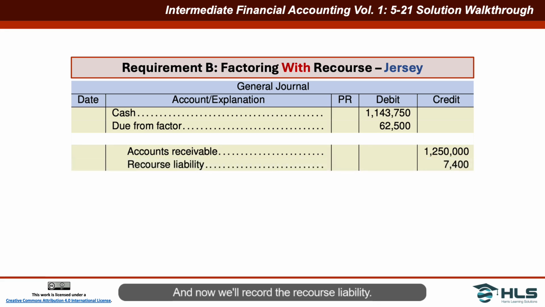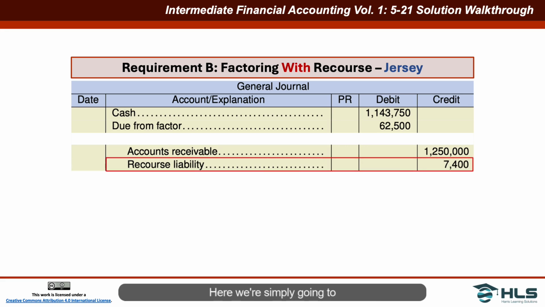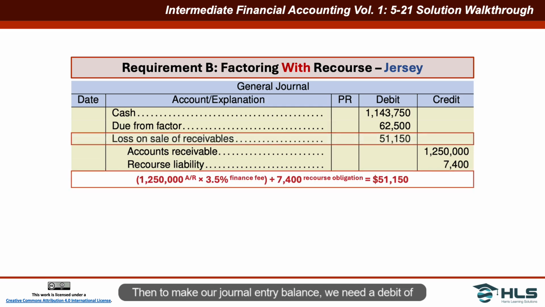And now we'll record the recourse liability. Here, we're simply going to credit the recourse liability for $7,400. Then, to make our journal entry balance, we need a debit of $51,150, which the company will classify as a loss on the sale of receivables. And we can confirm the calculation as the $1.25 million accounts receivable sold times the 3.5% finance fee plus the $7,400 recourse obligation, for a total of $51,150.